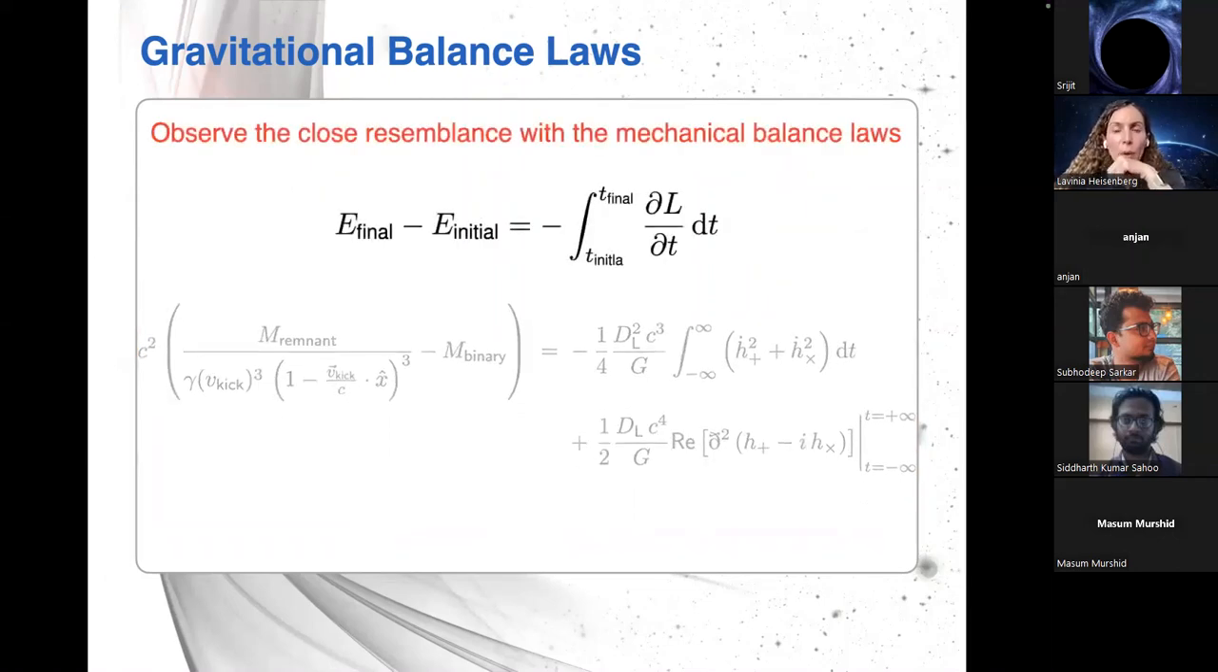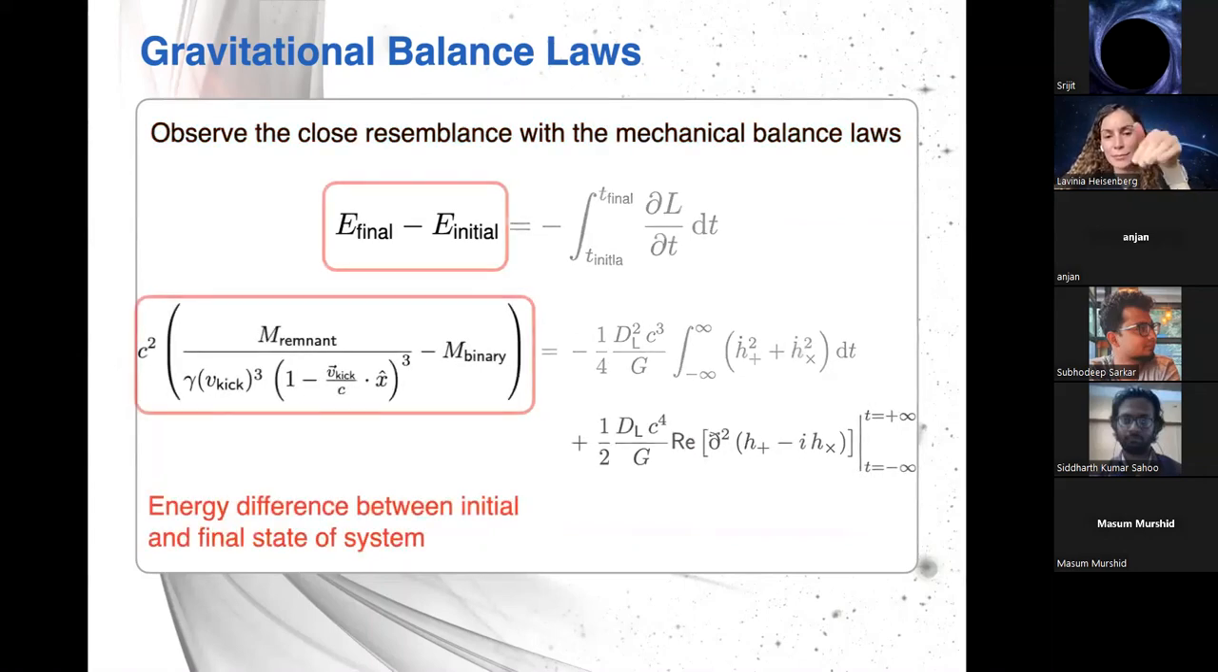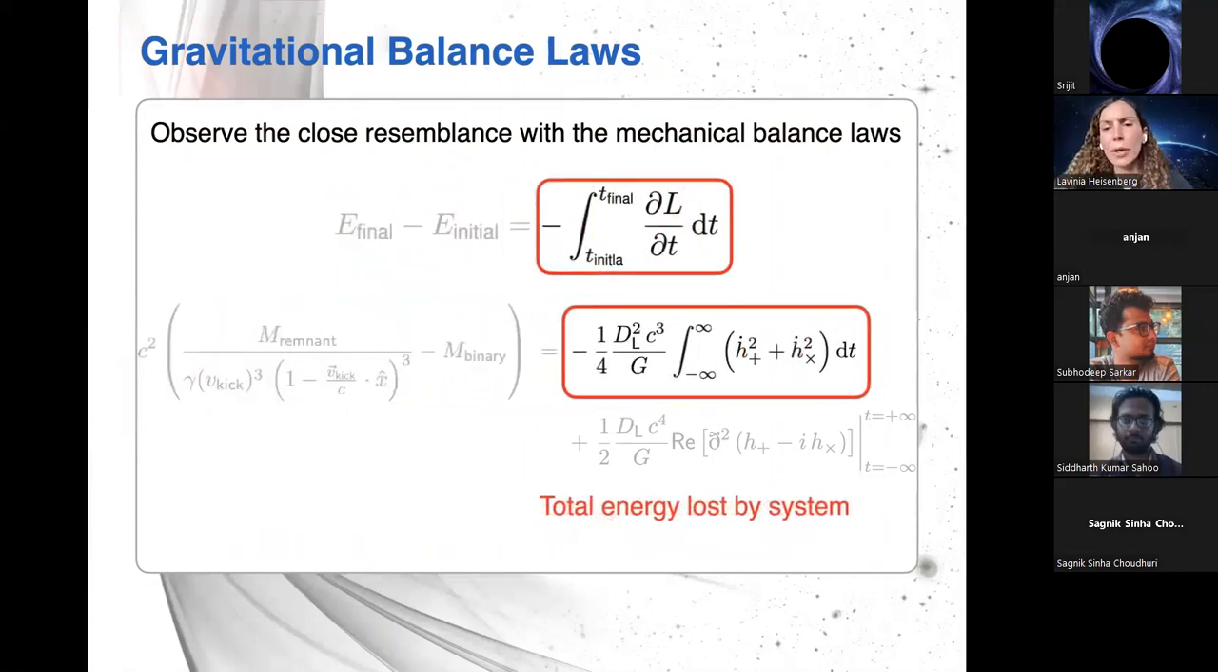So observe the very close resemblance between the mechanical balance laws and the gravitational balance laws. On the left-hand side, you always have the energy difference between initial and final state of the system. Here, as you can see, c squared m is the energy of your system between the final and the initial state. And on the right-hand side, you have the total energy lost by the system, so the energy that is carried away by the gravitational waves. So this represents the derivative of the Lagrangian in the mechanical balance law that we saw. So this is analogous to that.